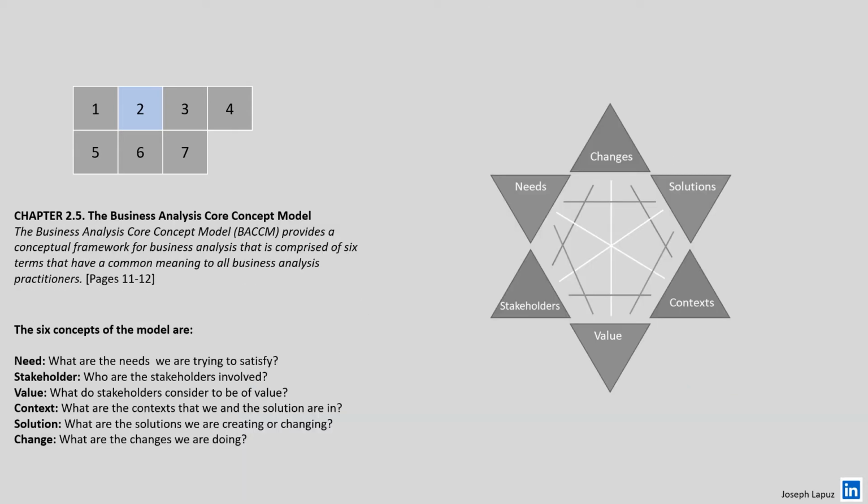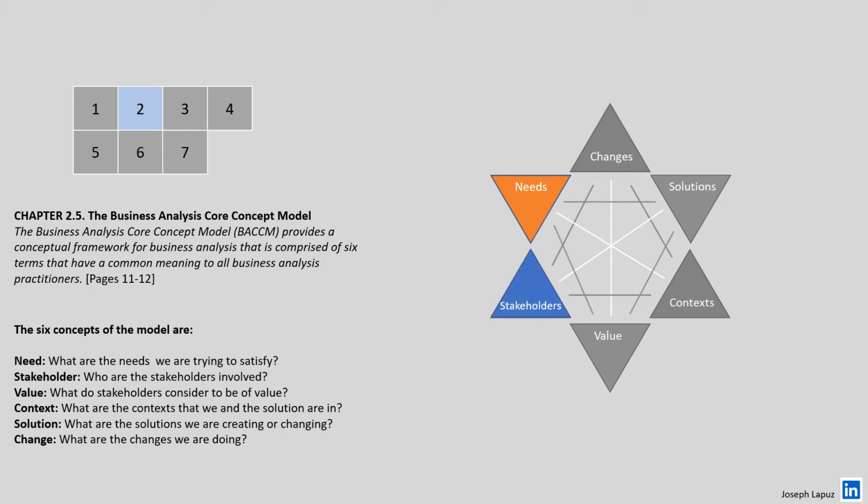Chapter 2.5 The Business Analysis Core Concept Model. The Business Analysis Core Concept Model, or BACCM, provides a conceptual framework for business analysis that is comprised of 6 terms that have a common meaning to all business analysis practitioners. The 6 concepts of the model are: 1. Need. What are the needs we are trying to satisfy?